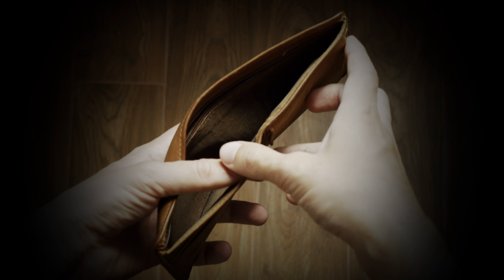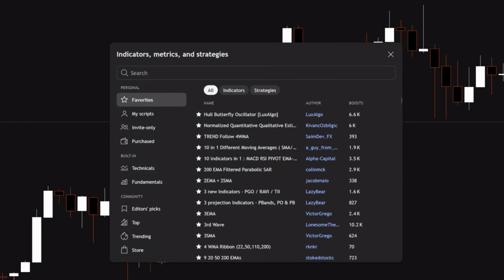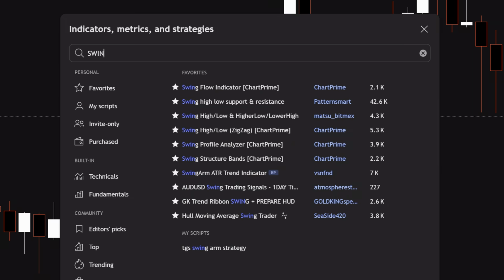And that's where most traders unknowingly lose consistency, not because they can't enter correctly, but because they're trading every condition as if it deserves the same level of risk. So the entire approach has to shift. Instead of reacting to price, you start by filtering it. And that filter begins with one core component, the swing arm ATR trend indicator.